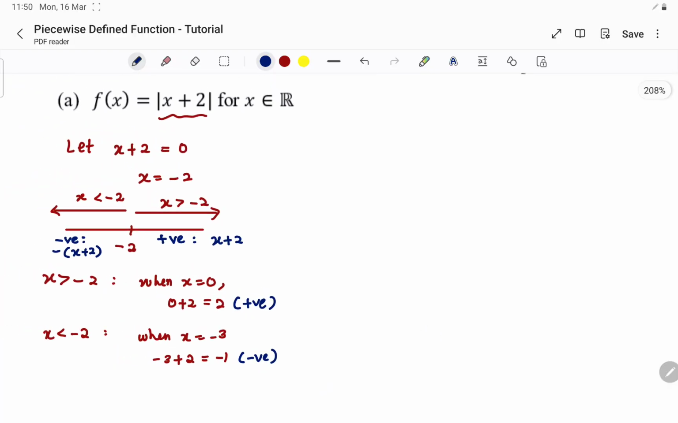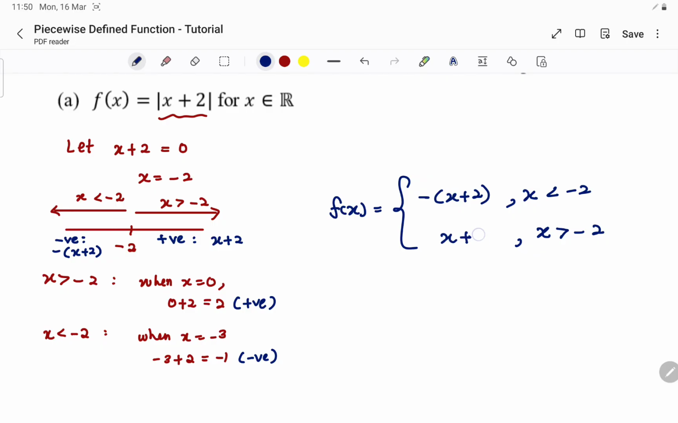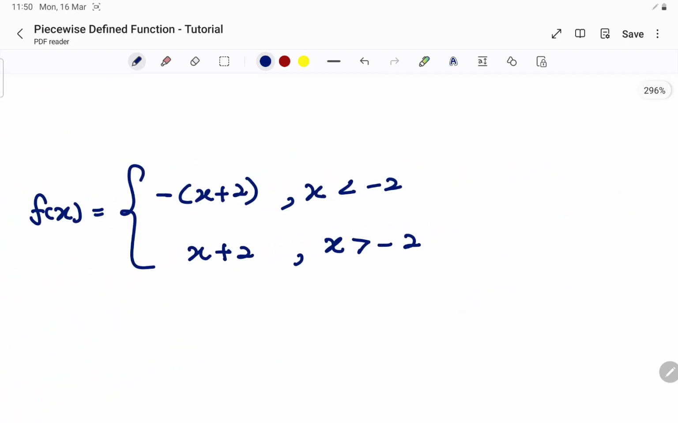So you will write, first of all, f(x) is equal to curly bracket. The first one is for x less than negative 2. The function will be negative (x plus 2). For x greater than negative 2, the function will be x plus 2. And then next to it, don't forget to put where x is a real number. That's it only lah.